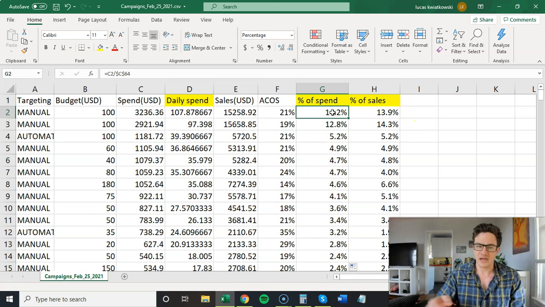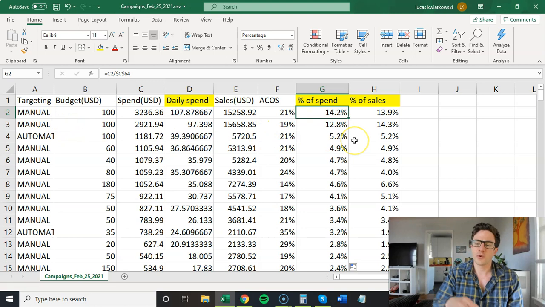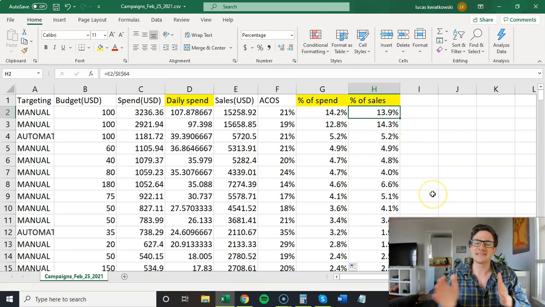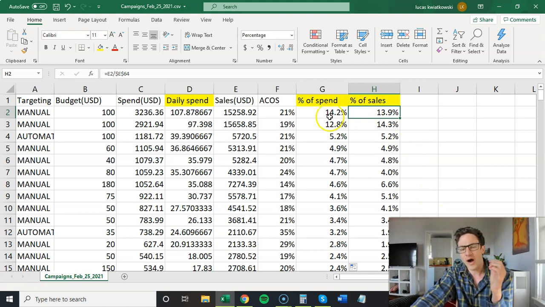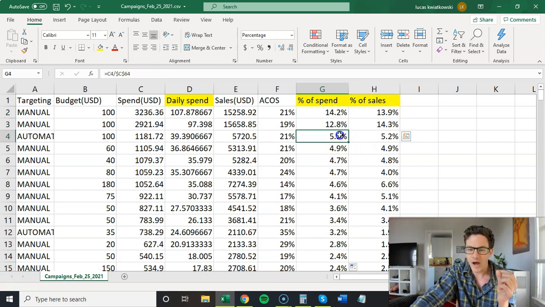What this is telling me is that this campaign has made up 14.2% of my total spend the past 30 days, and it's accounted for 14% of my sales. This is exactly what I want. I want these numbers to match up. I want this 1-to-1 ratio, right? I want these to be equal.